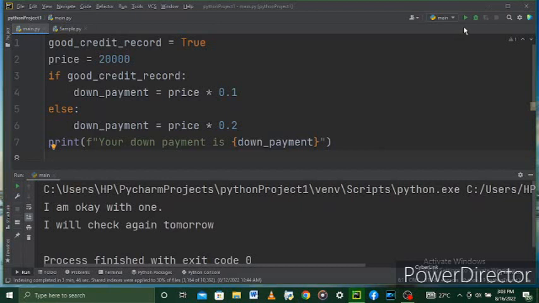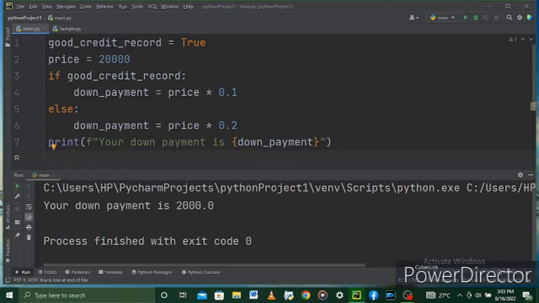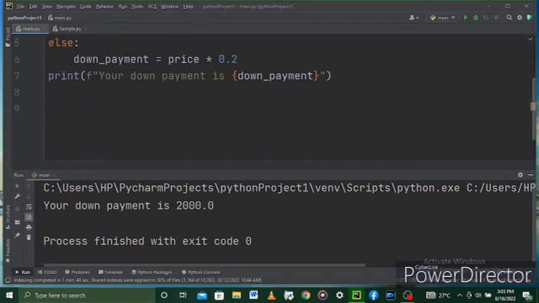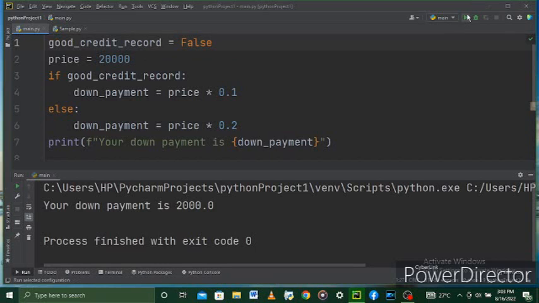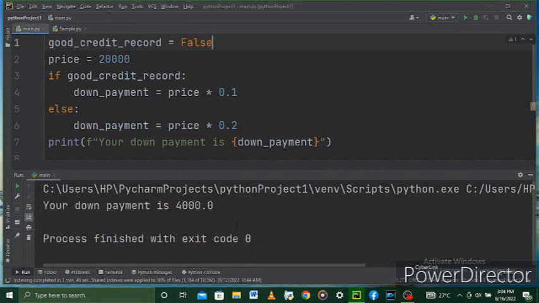Okay, so when you run this program, you're going to get your down payment is $2,000. Okay, so $2,000 is 10% of 20,000. It simply means that this person has a very good credit record, like you have seen here. So here is true. If we decide to change this to false, it means that this person doesn't have a very good credit record, and his down payment will now be 20% of the total price of the house. Okay, so in this case it is going to be 4,000. So this is how you make decisions using the if statement.